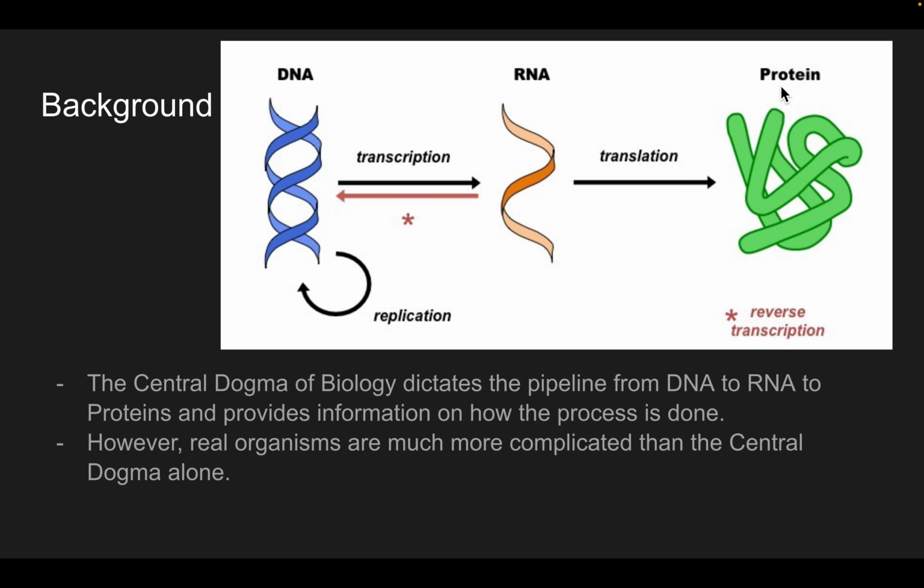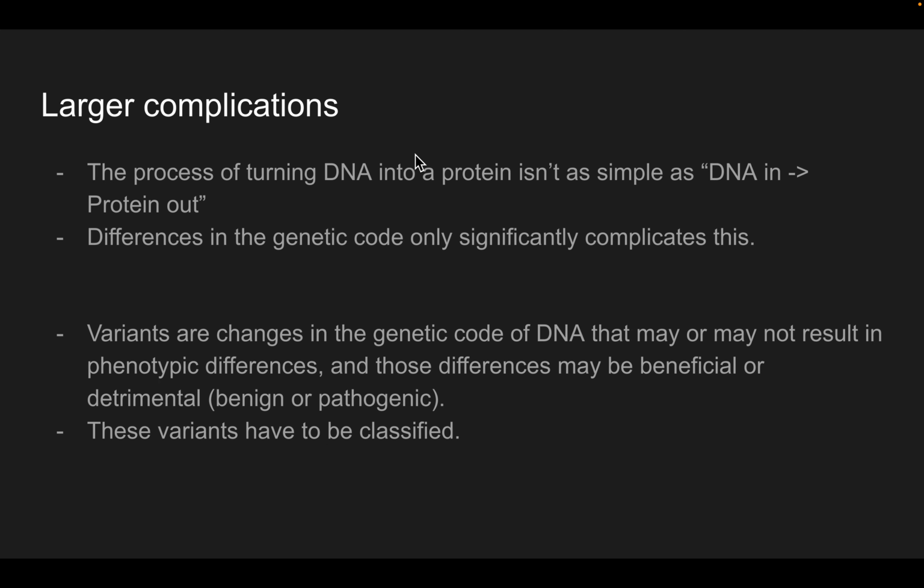However, inside real organisms, inside real cells, the central dogma is just a small piece. It cannot fully explain the transcription translation pipeline from DNA to protein. It's not as simple as looking at the DNA and just getting the protein out. The differences in the genetic code will significantly complicate this. Like, if there's a mutation somewhere in the DNA, it will cause complications.